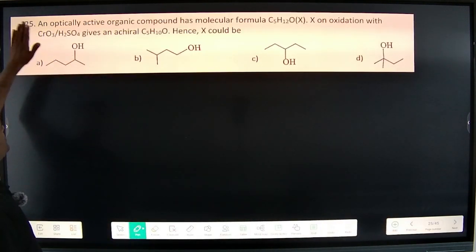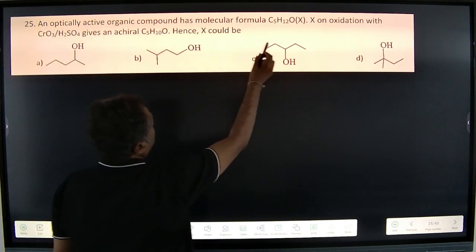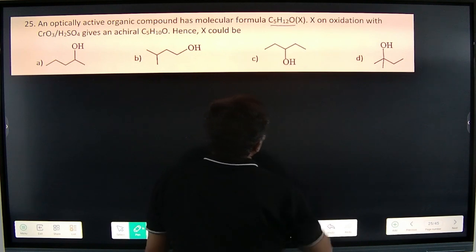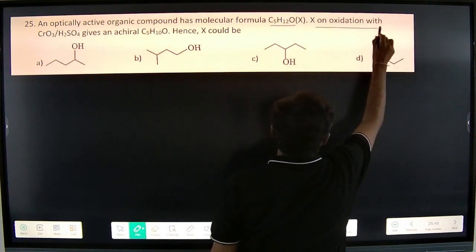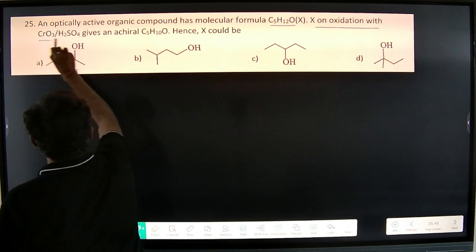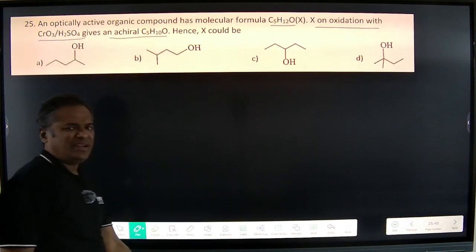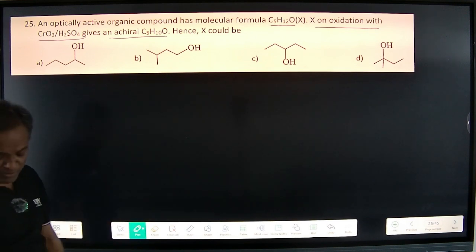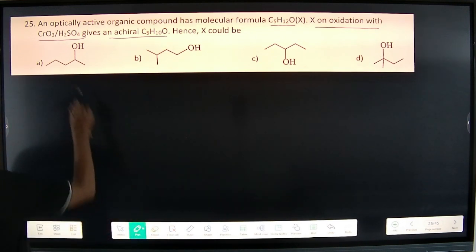Now, here the question is what? An optically active organic compound has a molecular formula C5H12O. This compound X on oxidation with chromium trioxide gives an achiral compound. What is your product X? It's very clear, child. It's an oxidation reaction, but before starting this oxidation, I can tell you there is a logic to solve this. What is mentioned?